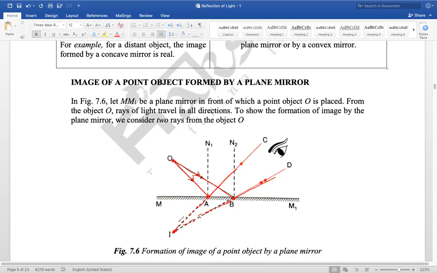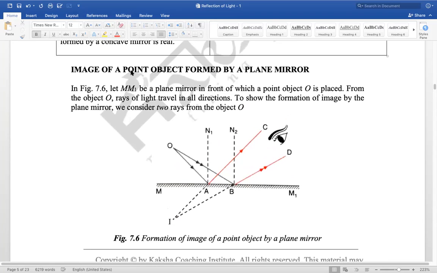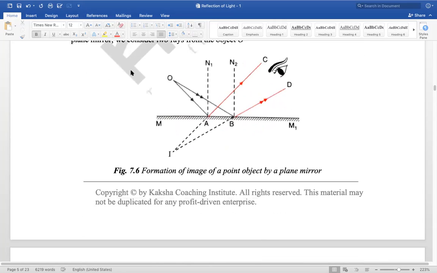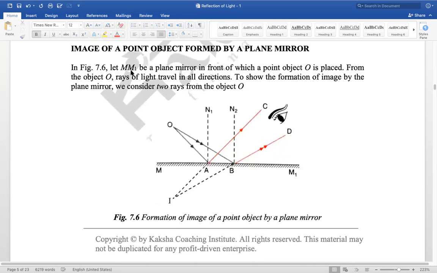So in figure 7.6, let MM1 be a plane mirror in front of which object O is placed. So from the object O, rays of light travel in all directions. To show the formation of image by the plane mirror, we consider two rays from the object O as discussed, which fall on mirror MM1. Okay.